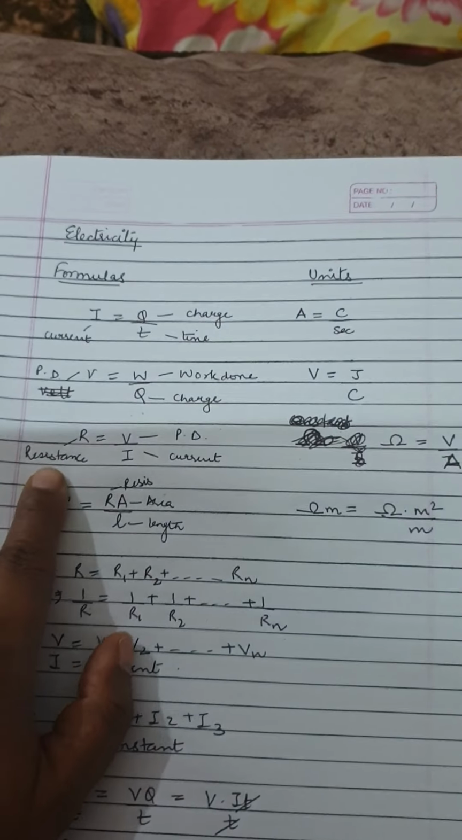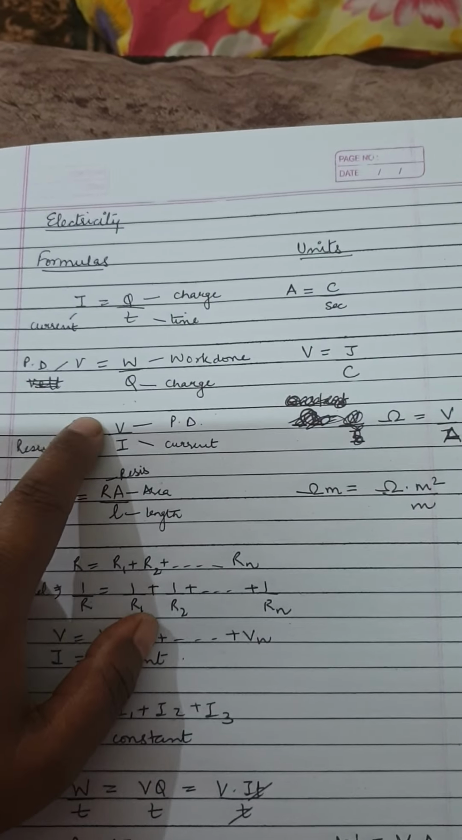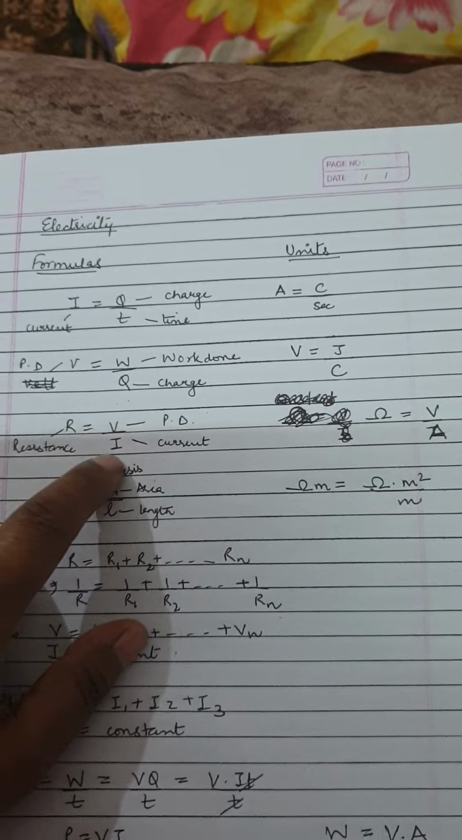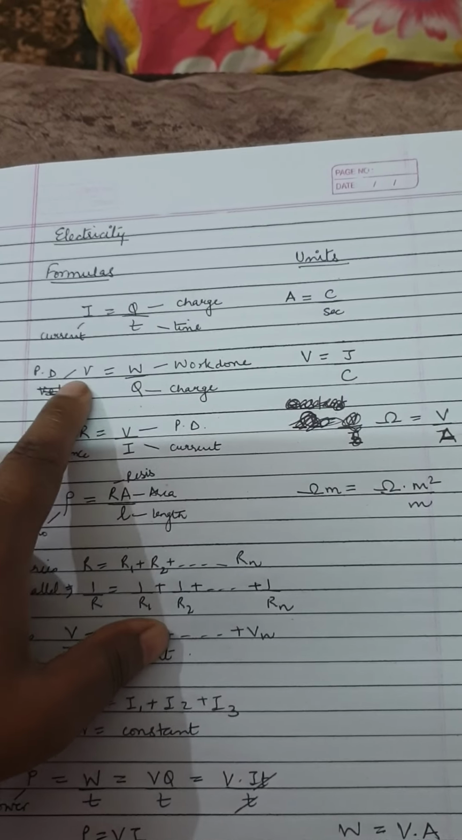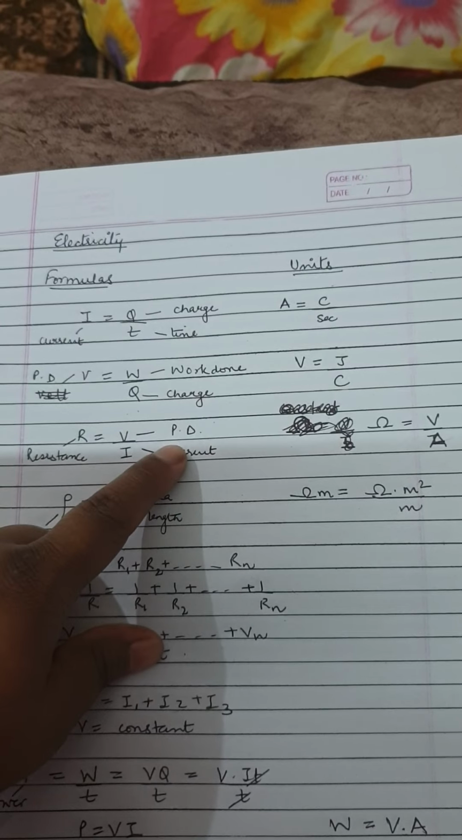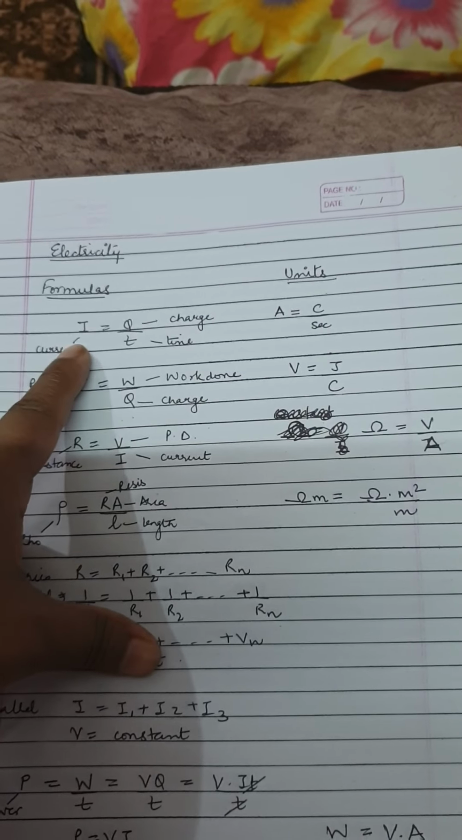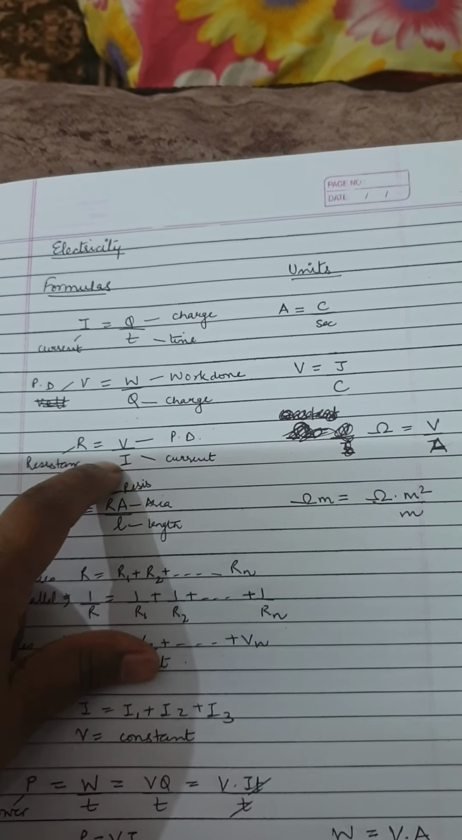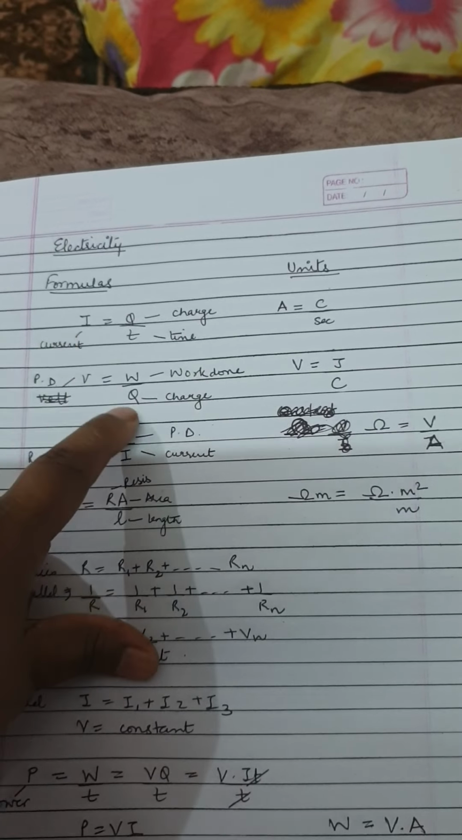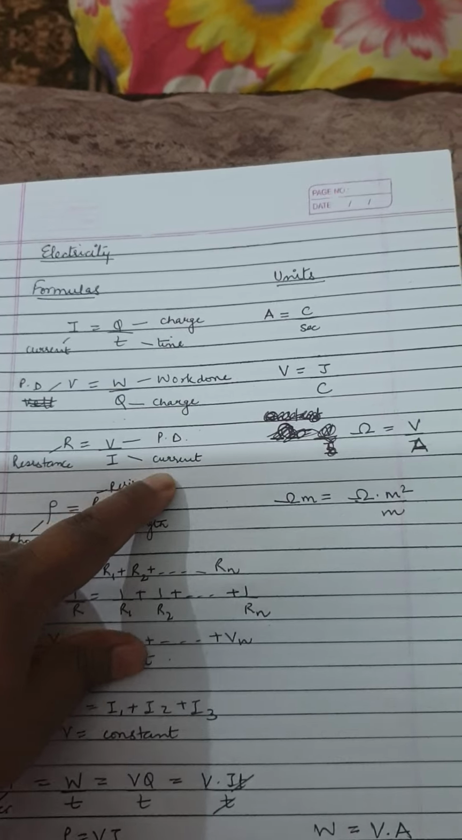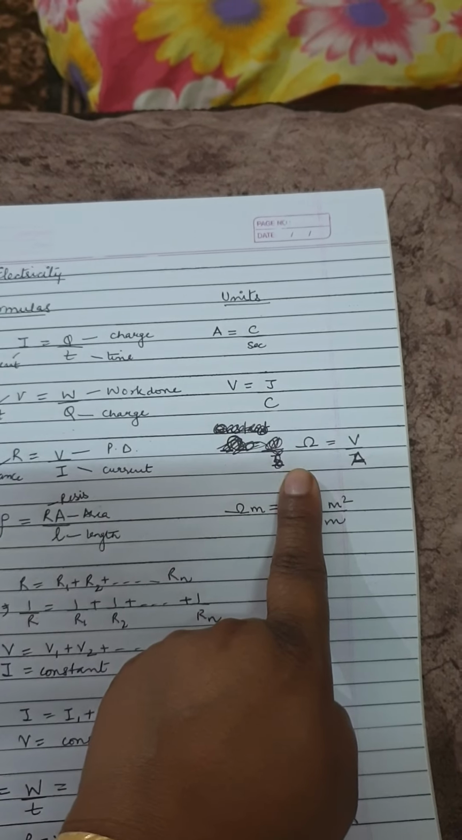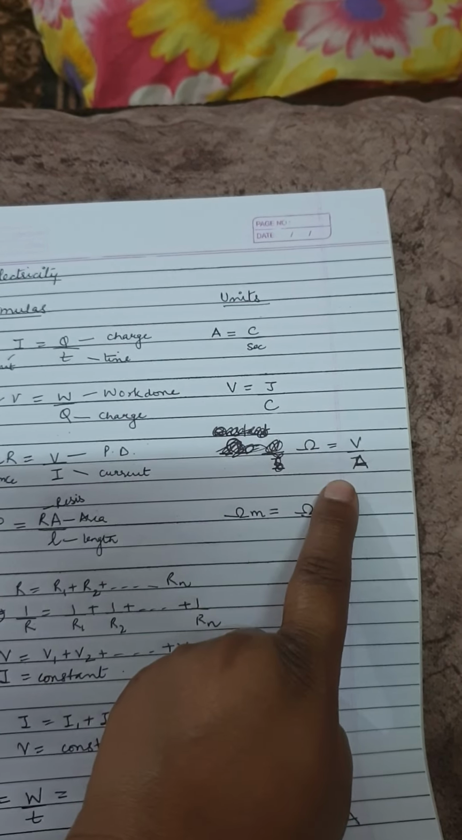Next is resistance. Resistance is equal to V upon I, or V is equal to IR, where R is resistance, V as discussed above is the potential difference and I is the current. Here we can replace the formulas of current and potential difference and obtain another formula. In terms of units, ohms is equal to volts upon ampere.